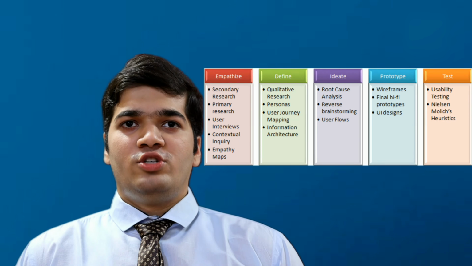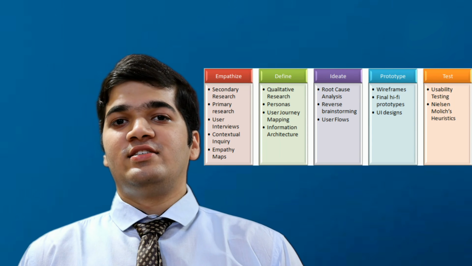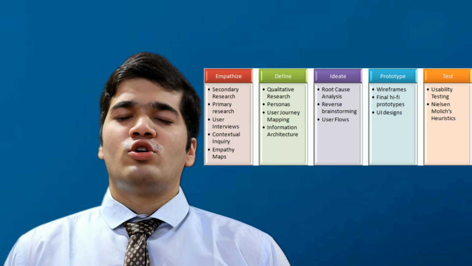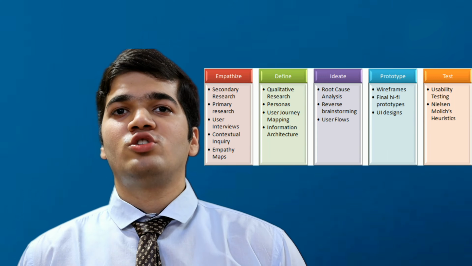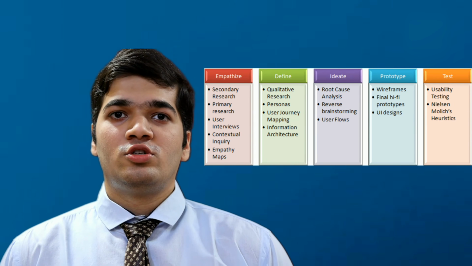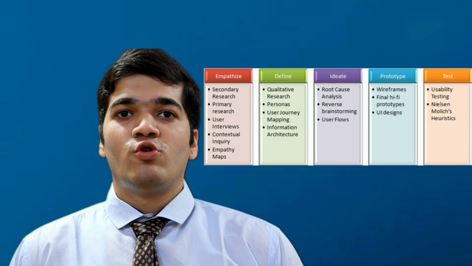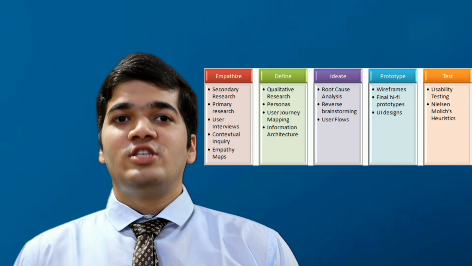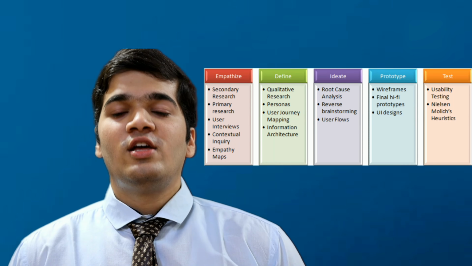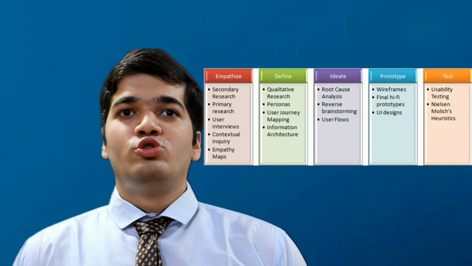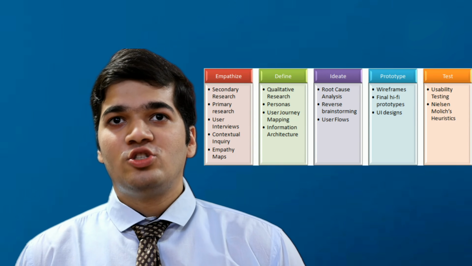Under the ideate stage, to generate many ideas, I used two great methods. First one is known as root cause analysis, where we constantly ask ourselves the question why, 5 times, which ultimately leads to the root cause of the problem. Next method that I used is reverse brainstorming, where instead of solving the problem, we insist on causing the problem. When we figure out the ways through which the problem can be caused, then we think of implementable solutions.